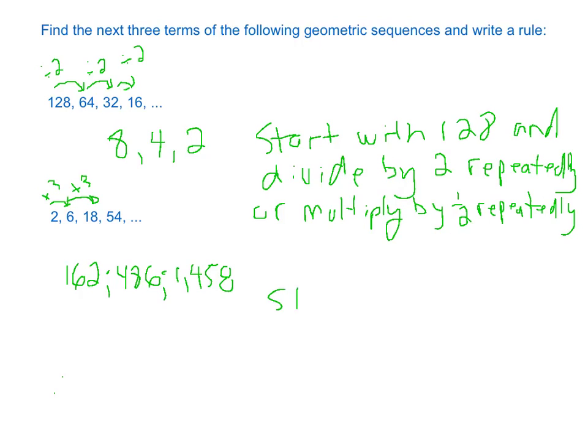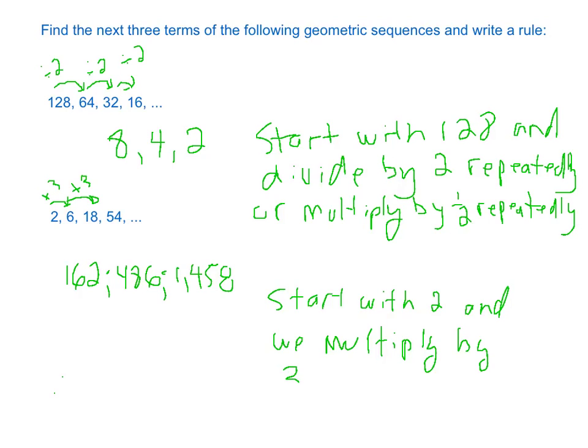The rule we could write for this is that we start with 2 and we multiply by 3 repeatedly.